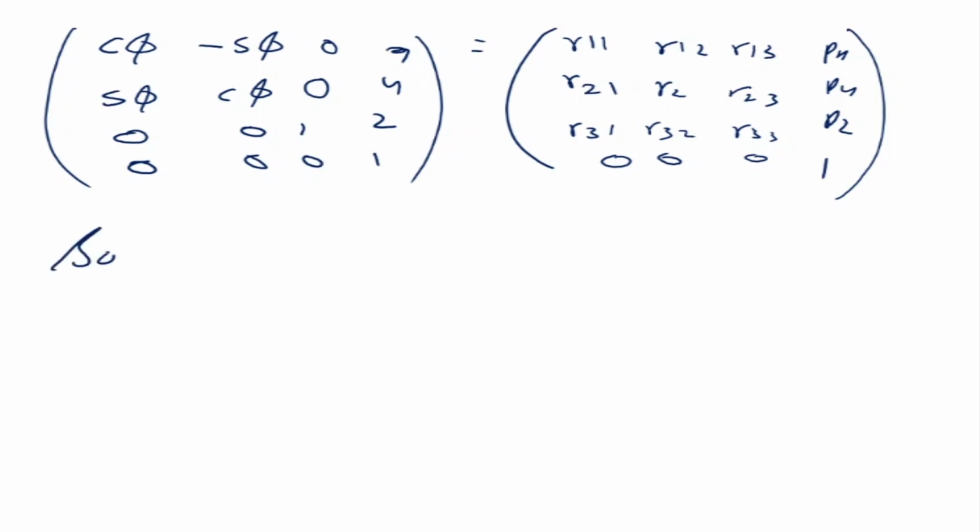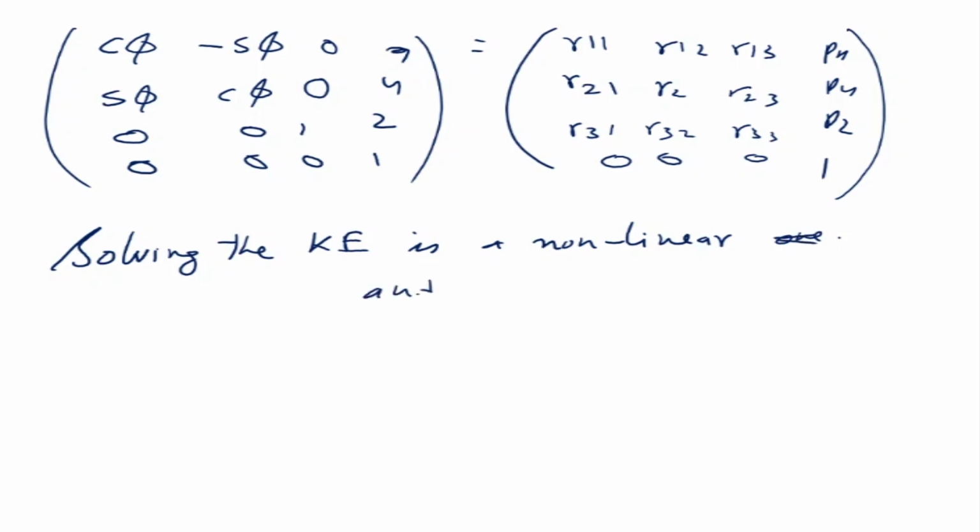So solving the kinematic equation is a nonlinear one. Okay, so this equation is nonlinear and transcendental. Now the kinematic equations are nonlinear and they are transcendental equations. Now if you can solve this set of equations, then we say they are solvable. Now if you cannot solve, then they're not solvable, right?